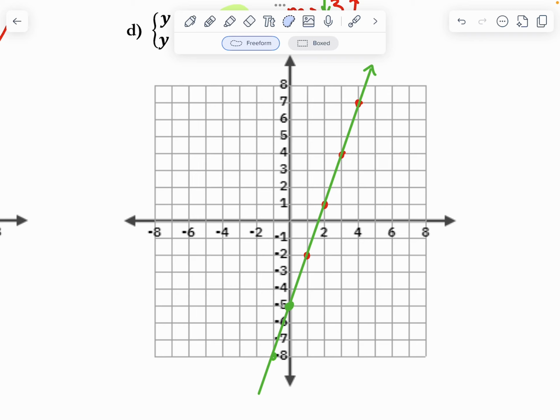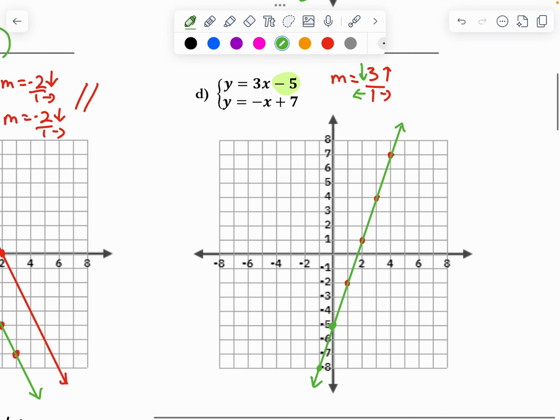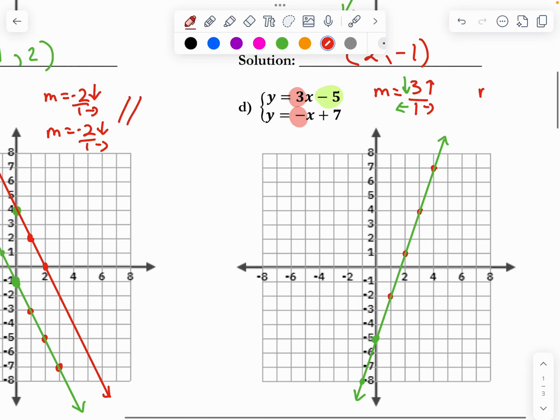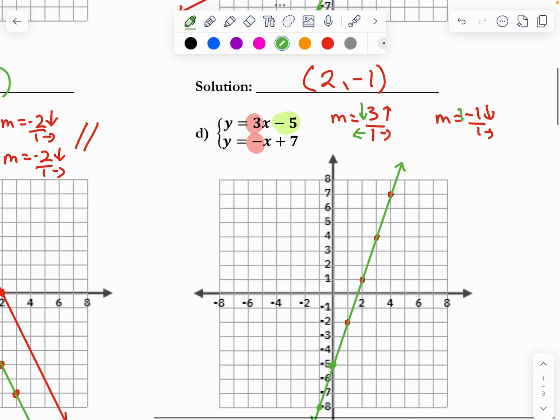Let me fix this a little bit. There we go. Boom. I've got my first equation, or my first line here. Looks good to me. Let's go ahead and do the other one. I've got a slope of -1 over 1, so we're going to go down and to the right. And if we wanted to flip it, we're going to go up and to the left.